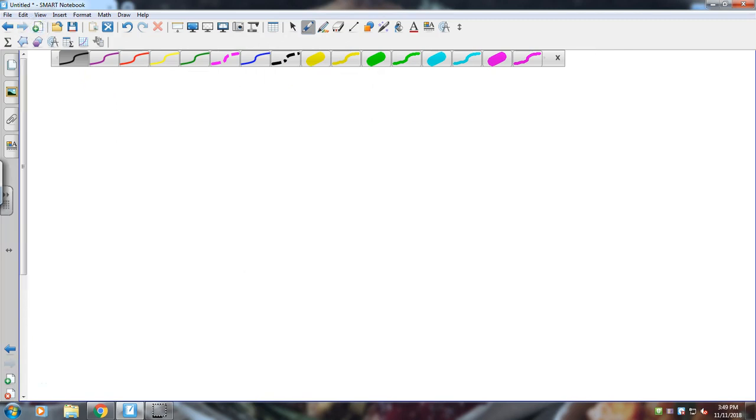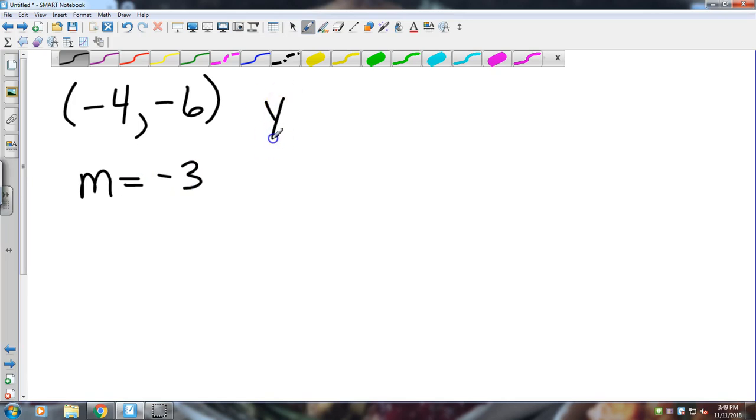So let's say that the coordinate is (-4, -6), and let's say that our slope is -3, so it's an actual whole number. What I want you to do on each equation is write out point slope form: y minus y1 equals m times x minus x1. Just get in the habit of writing that formula out. For the quizzes and the tests, you will need to have that memorized.